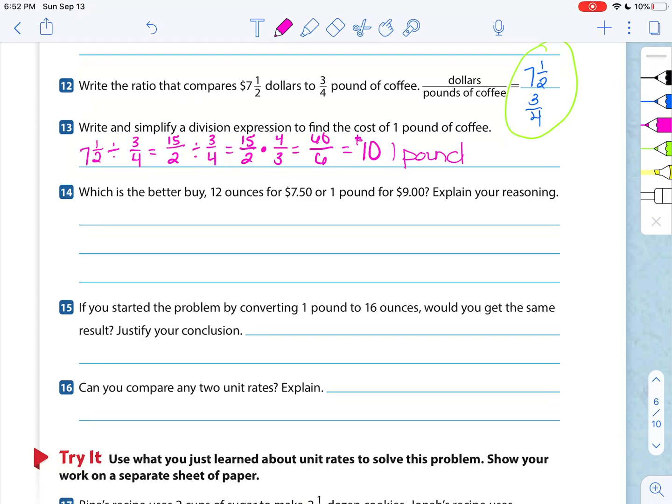So 14 now wants us to compare it. Which is a better buy? Is it better to get 12 ounces for $7.50? Or is it better to get 1 pound for $9? Pause the video and you decide which option will be better and explain why. So it would be better to buy 12 ounces of coffee for the $7.50.